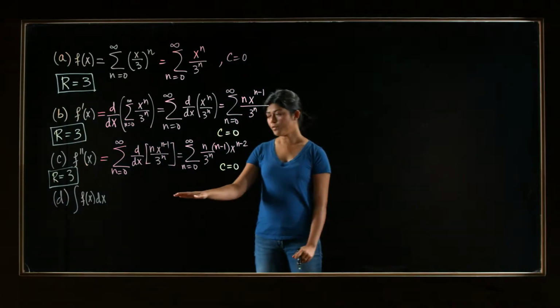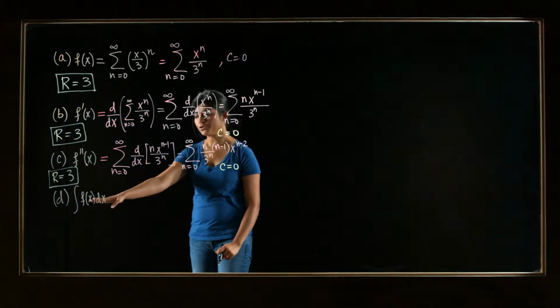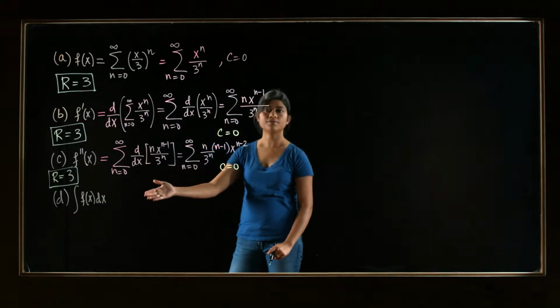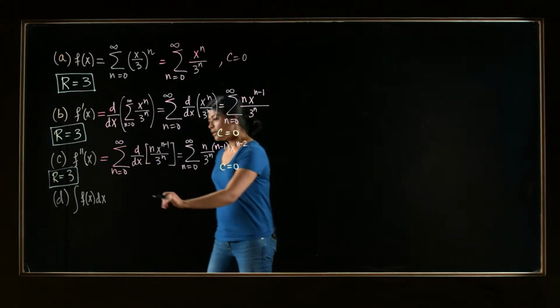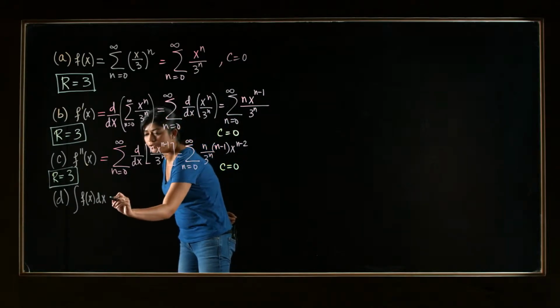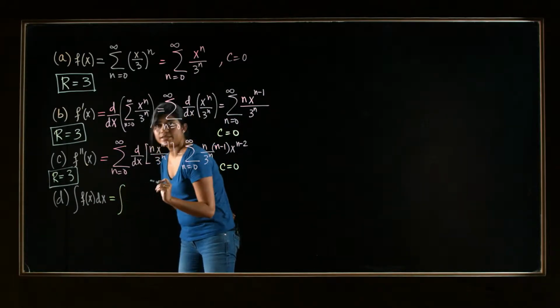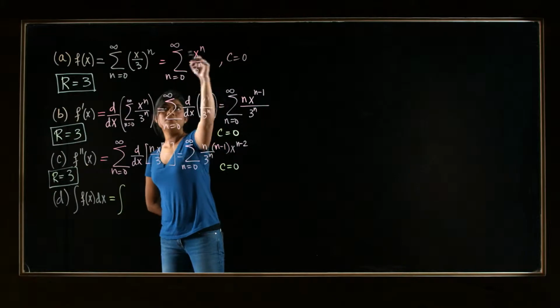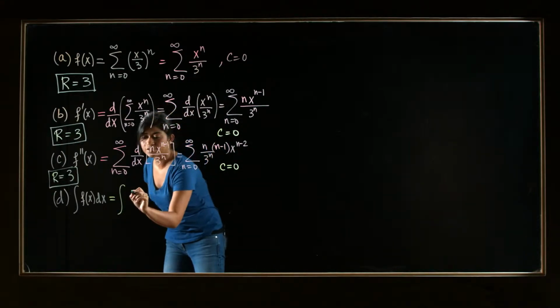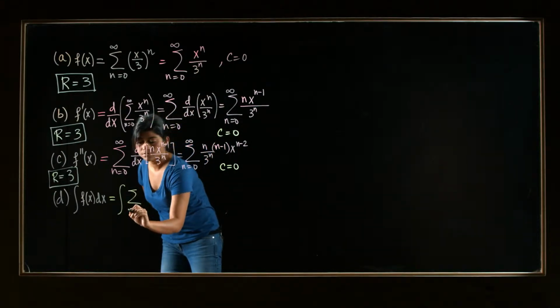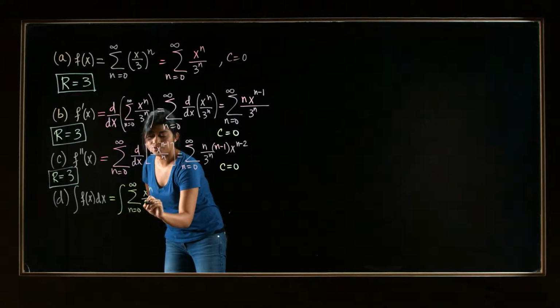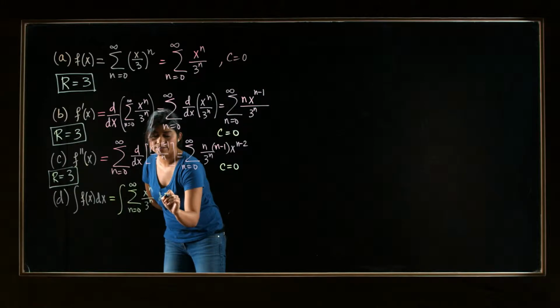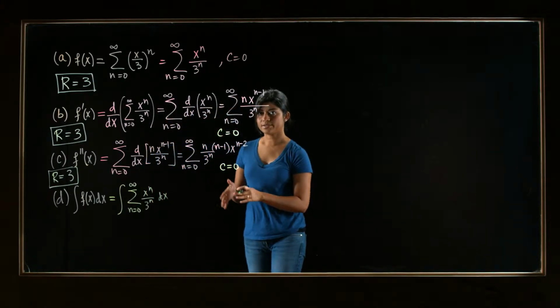Let's finish this problem. The last thing that we have to do is compute the antiderivative of the function and then its radius of convergence. Now note that we have to take the integral of the original power series, x to the n over 3 to the n, dx. Now how do we do that?